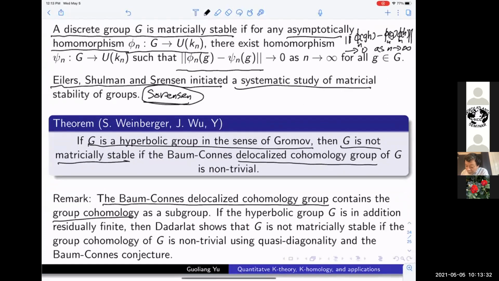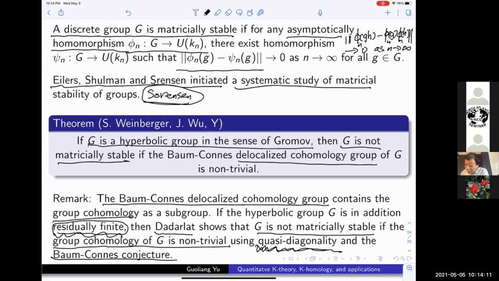So if in addition it's residually finite, then there are some other techniques. For example, Marius Stadler proved that it's not matricially stable if the group cohomology is non-trivial. He used quasi-diagonality and the Baum-Connes conjecture. Of course, we know the Baum-Connes conjecture for hyperbolic groups, but quasi-diagonality, hyperbolic groups are usually not quasi-diagonal. Also in general, we don't know if hyperbolic groups are residually finite.